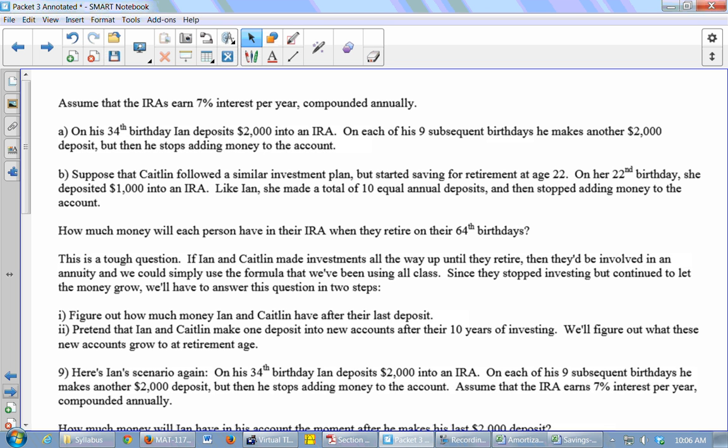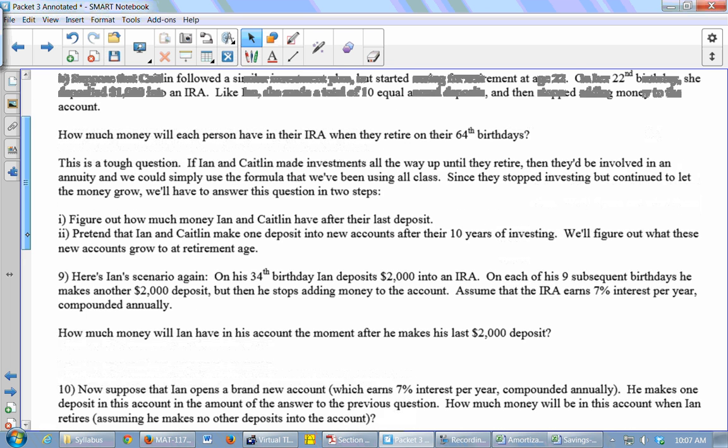Okay? And then Caitlin, me, I'm following a similar investment plan, but I started saving for retirement when I was 22. On my 22nd birthday, I deposited $1,000, so only half of what Ian's putting in per year. Like Ian, I make a total of 10 equal annual deposits and then stop adding money to the account. So I'm putting $10,000 in deposits into this IRA. Ian's putting 10 $2,000 deposits, so he's investing $20,000 total. I'm investing $10,000 total towards retirement.